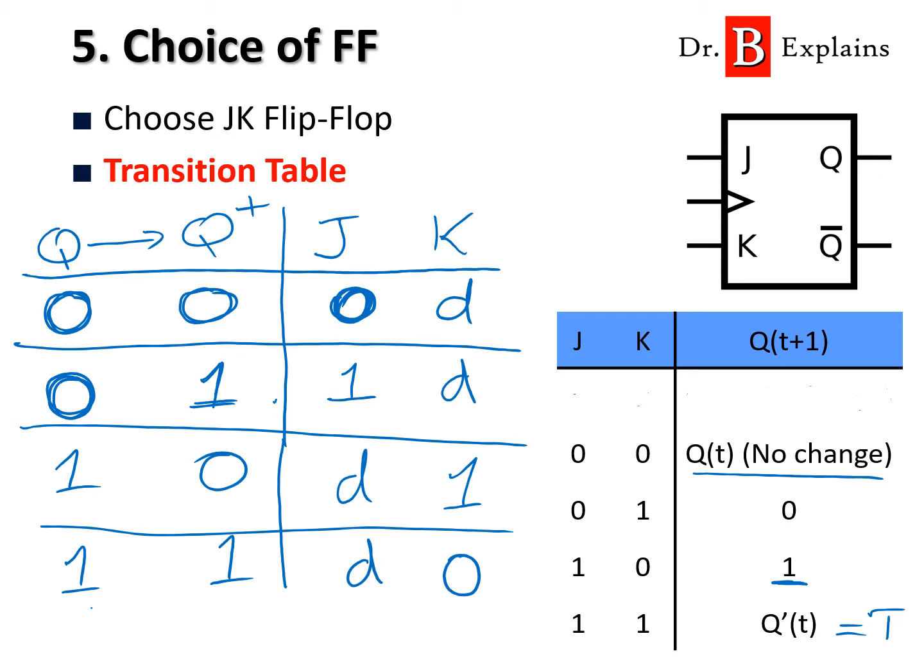So how does this help us? I had mentioned in the previous slide that if I want a Q that is something, especially now that we're going to look at transitions, what do I need to put in my J? What do I need to put in my K? So we're going to be looking for these kinds of things in the next table. We're going to have to look at the Q columns versus the Q plus columns, and we're going to determine what will be the J and what will be the K.